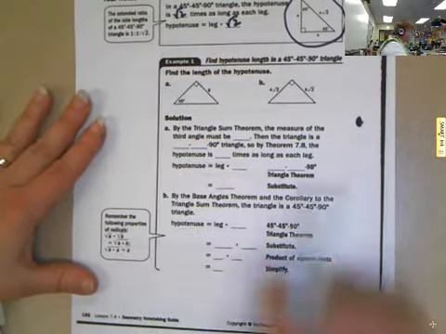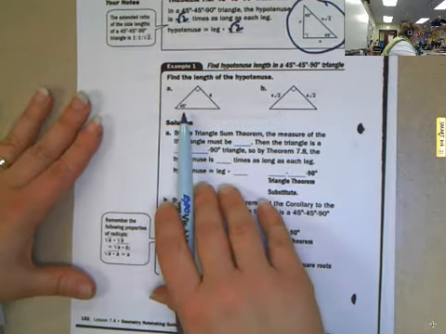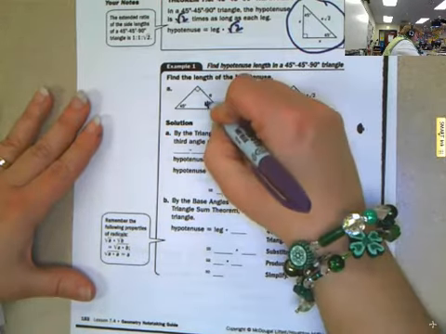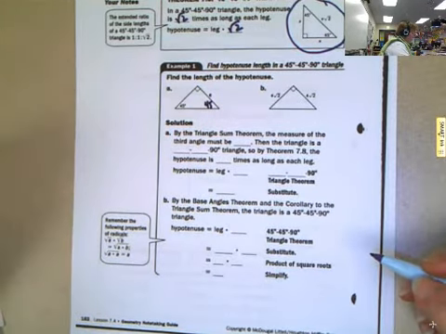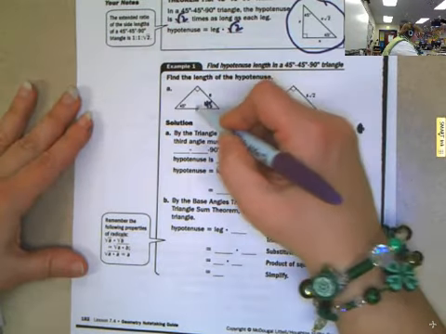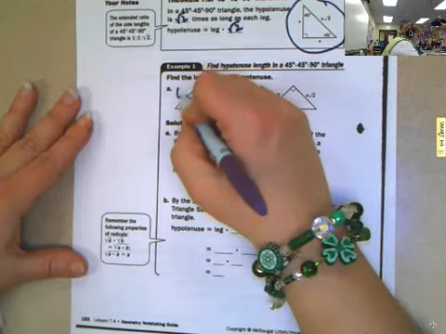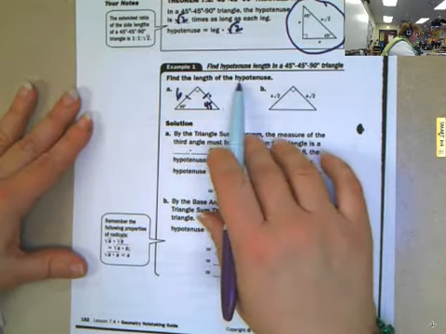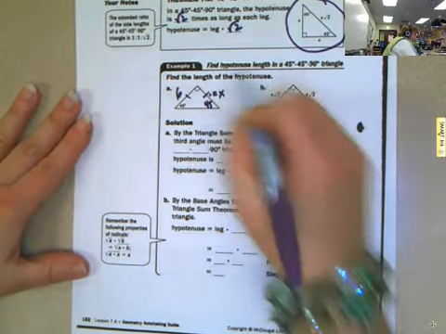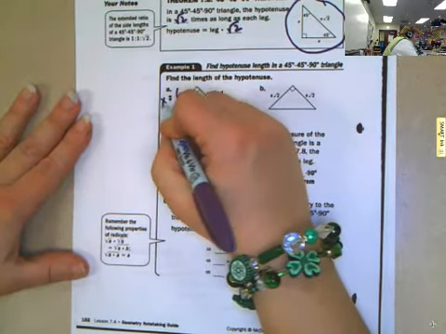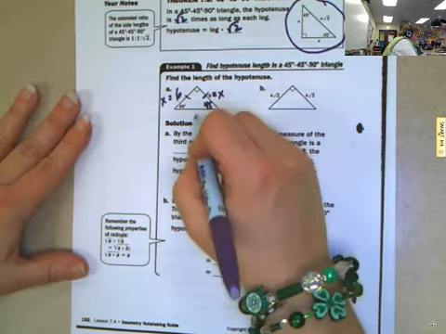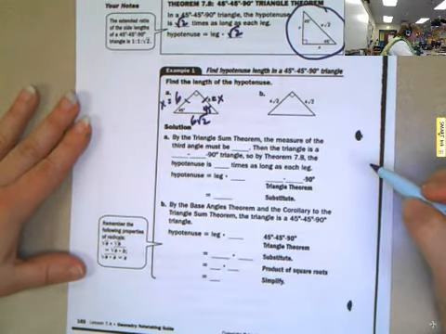So let's look at some examples. So example A, they tell you that this is 45 degrees and this is 90, which means that this is 45. So we have a 45, 45, 90 triangle. And if this side is 6, okay, because these two sides are congruent, then this side is 6. And we're trying to find the length of the hypotenuse. So what we know is that the legs are x, and the hypotenuse is x radical 2. So if I know that x is 6, my answer is 6 radical 2.